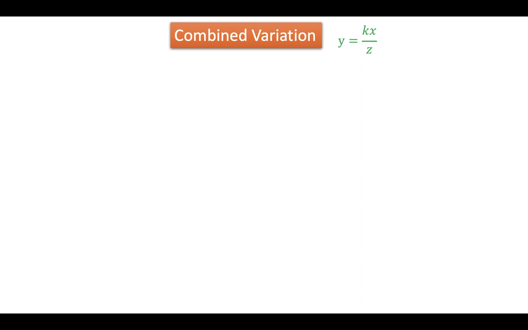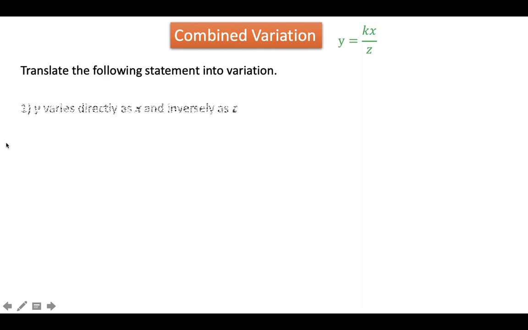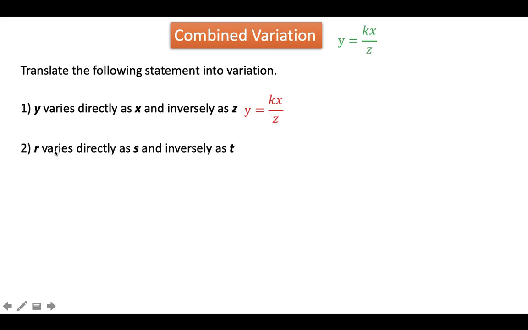Combined variation is represented by y is equal to k times x over z, where k here is the constant, and x and z are the two quantities wherein if x increases and z decreases, it affects y directly. So let us translate the following statement into variation. Y varies directly as x and inversely as z. It is translated as y is equal to k times x over z, where k here is the constant.